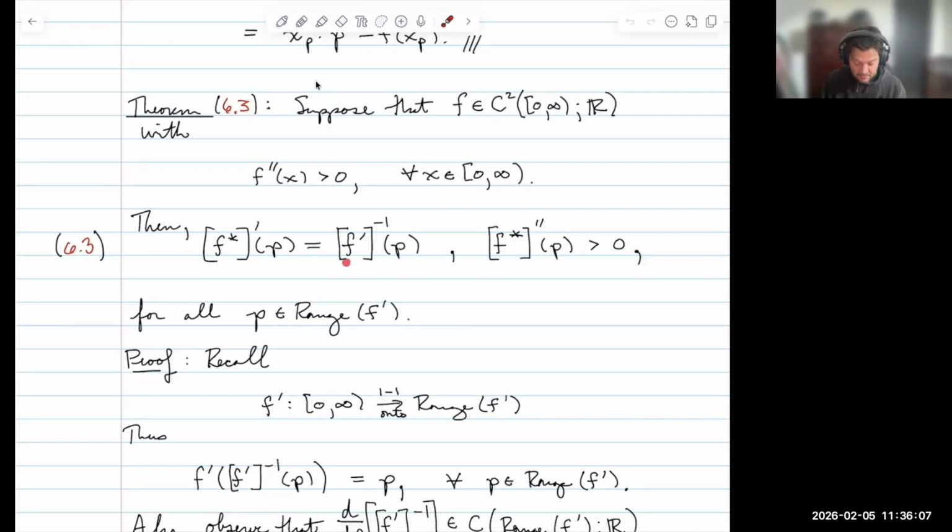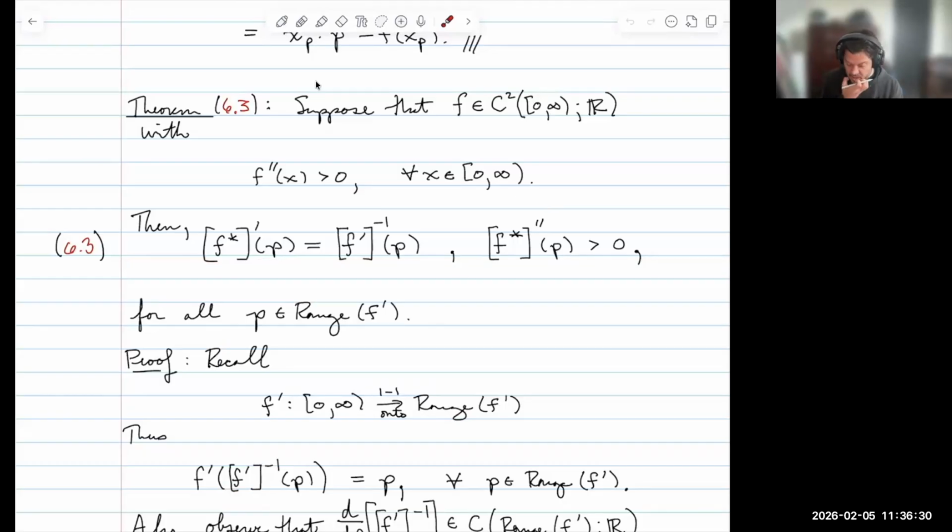So remember we said f prime is an increasing function. It's invertible, the function that takes its domain to its range is an invertible function. Whatever that function is, we don't care. We just know that it exists and it's unique. And so that turns out to be the derivative of f star prime.